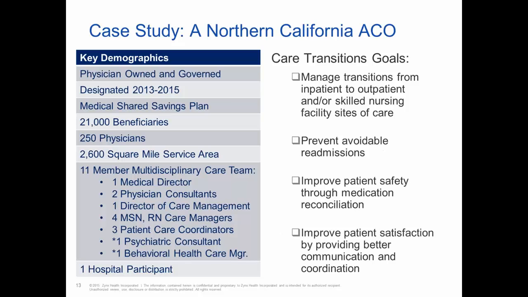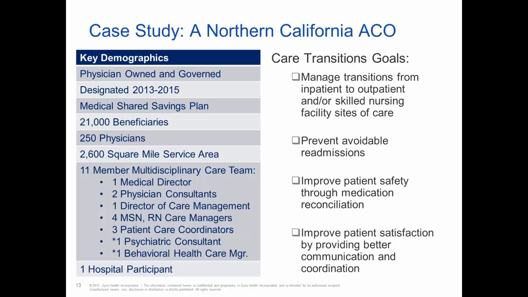So sharing with you a case study from a Northern California ACO, you can see on the left-hand side the demographics of this particular ACO. It's a Medicare shared savings plan, physician-owned, with a significant number of beneficiaries here. And what is very unique to them, and this will come back when we share more details about the case study, is the sheer size of their service area. 2,600 square miles is a significant amount of space for a care delivery team, that you see delineated below, to be able to coordinate care.